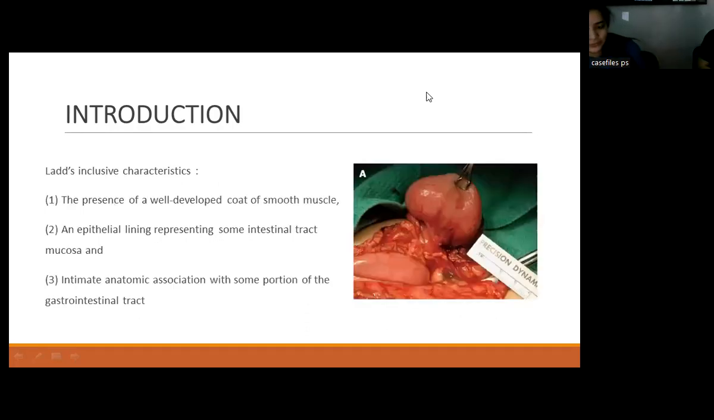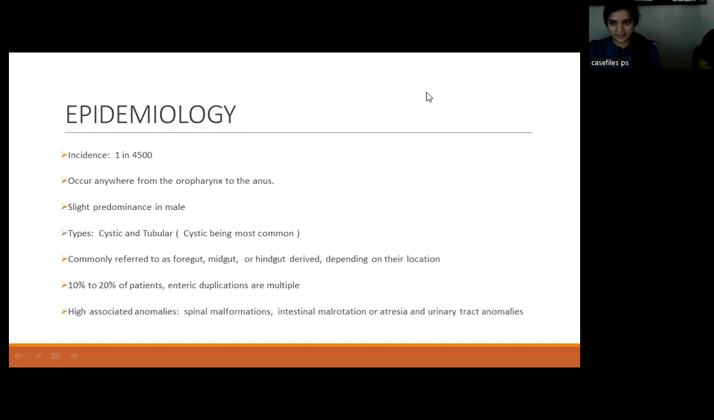Ladd gave a few characteristics which define a duplication cyst. First, the presence of a well-developed coat of smooth muscle. Second, it should have an epithelial lining which represents some part of the intestinal tract mucosa. And the third point being an intimate anatomical association with some portion of the GI tract. When these three characteristics are present, this is considered as duplication of the alimentary canal.